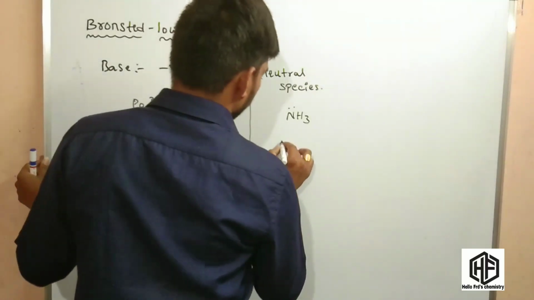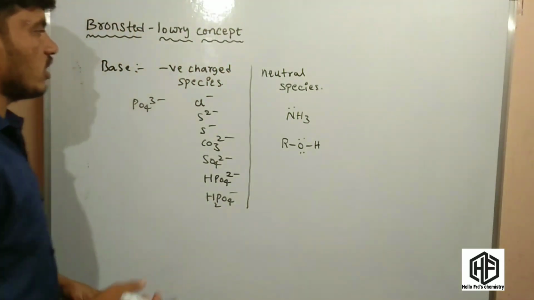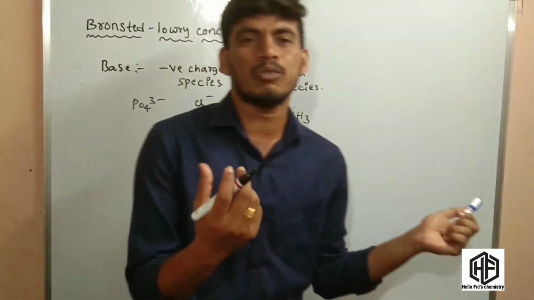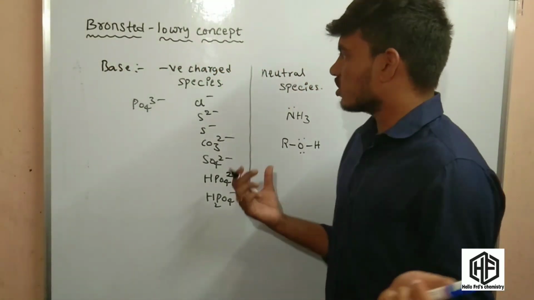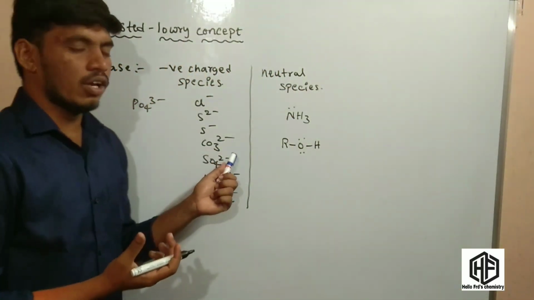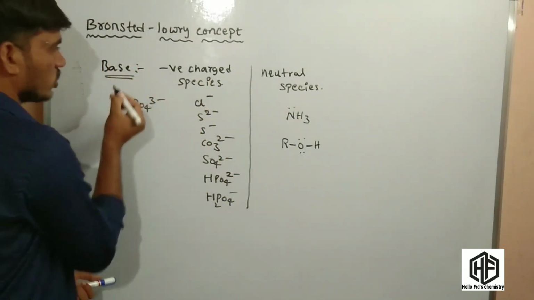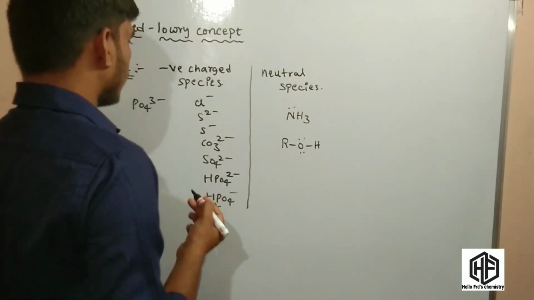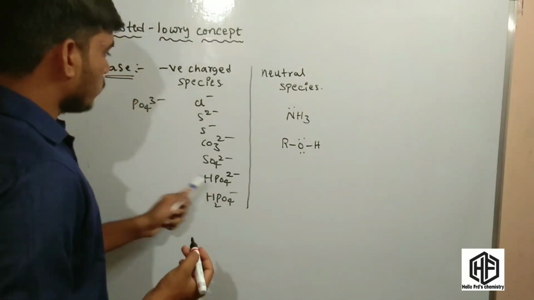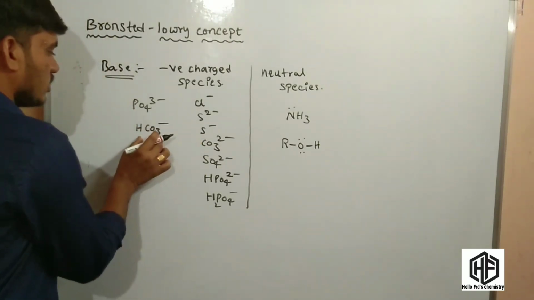One more example is ROH, the alcohol. Alcohol is also a neutral species. This is a Bronsted base because it accepts H plus ions. Accepting a proton makes it a Bronsted base. So neutral species and negative charged species can be Bronsted bases. But one more point is present in Bronsted bases. The point is in this example, another one is HCO3 minus.